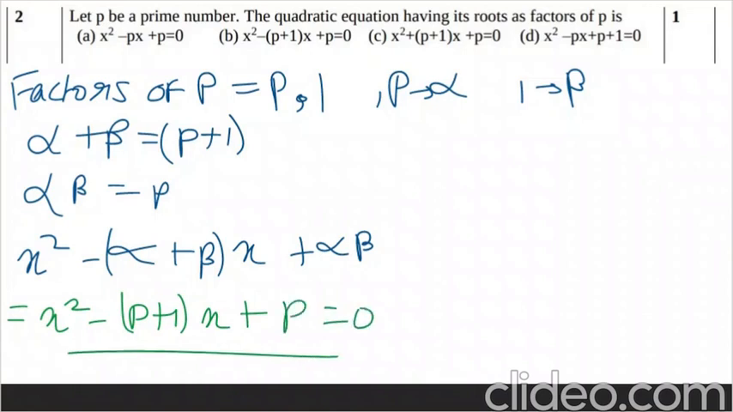So, what is this? Which option is matching here? x square plus, yeah, this is the matching one. So, option number B is the correct answer.